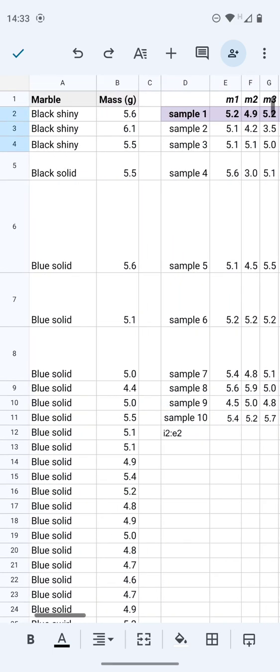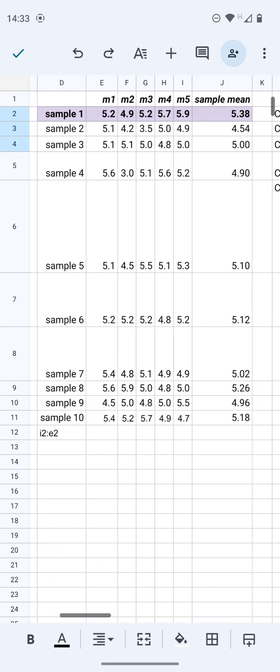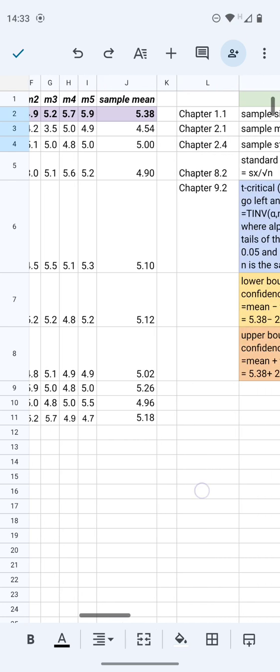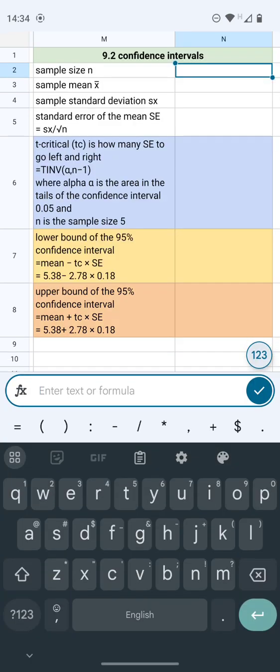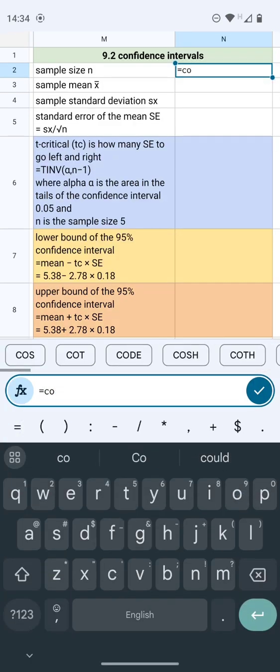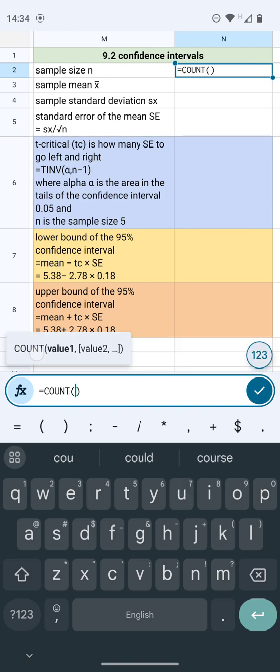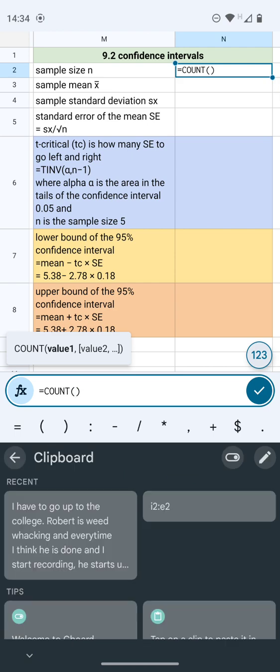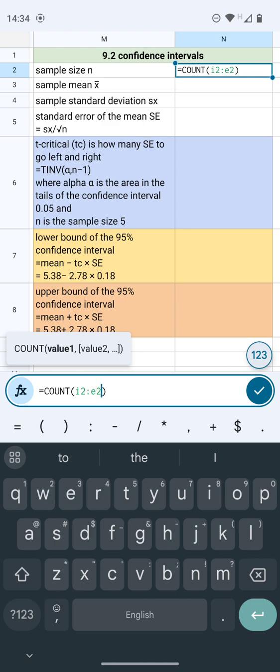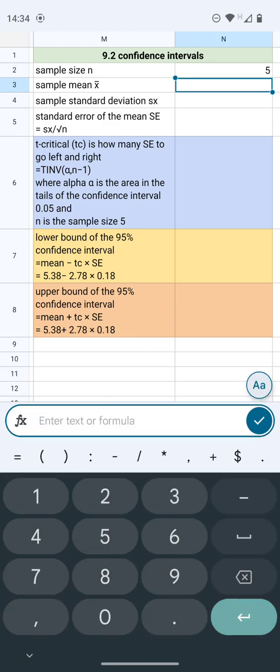This spreadsheet has the marbles sample from Chapter 8, with the different masses and the average of 5.38 there. And the first thing I'll do is calculate the sample size. To do that, I'll use equals, and I'll do the count here. I saved that in my clipboard, so it'll be easier to type. And so there's my sample size n of 5.